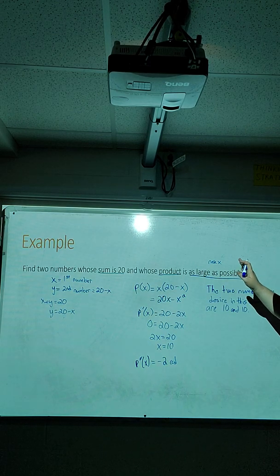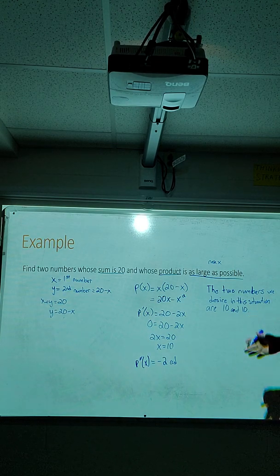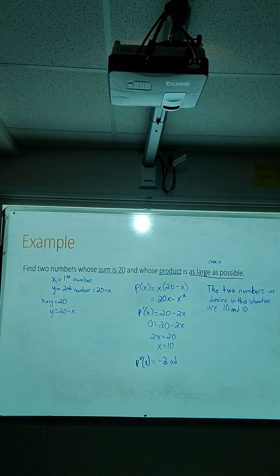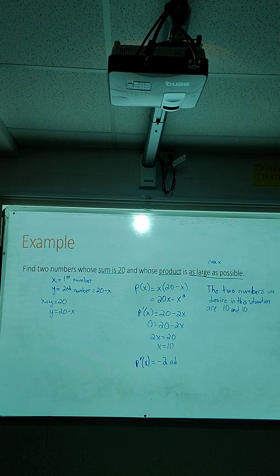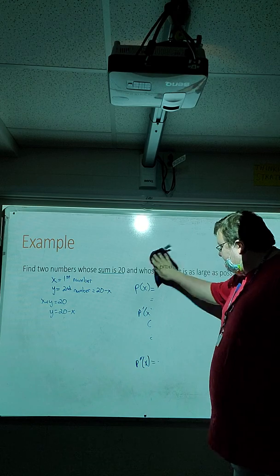Now, sometimes the problem, instead of saying find the two values or find the two numbers, may say find the maximum product. Then the answer would be 100. The maximum product occurs when the two numbers are 10 and 10, and the maximum product is 100. You have to read the question and make sure that you've answered the question, because a slight change of wording can totally change the meaning of the problem. Okay? So let me erase that and we'll go to the next example we're going to look at.